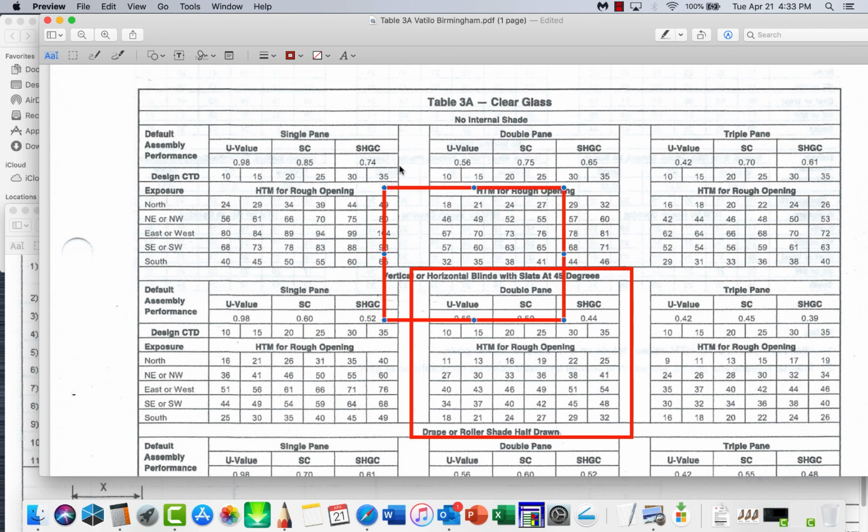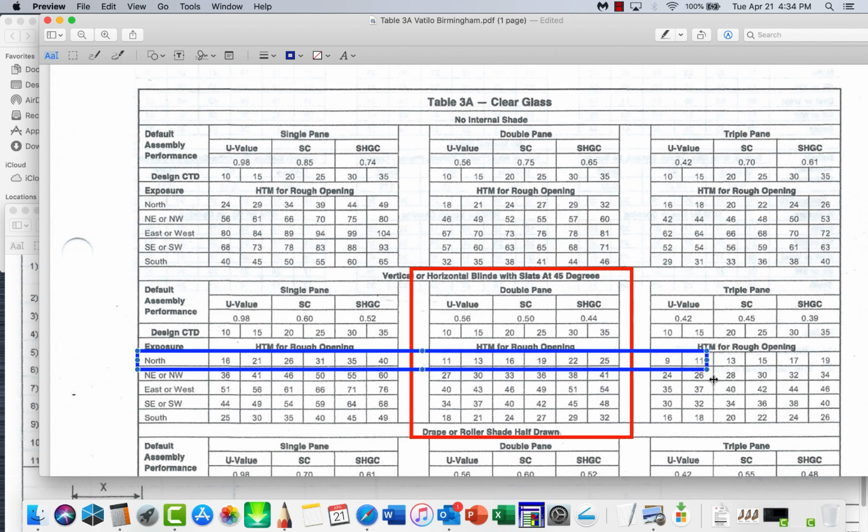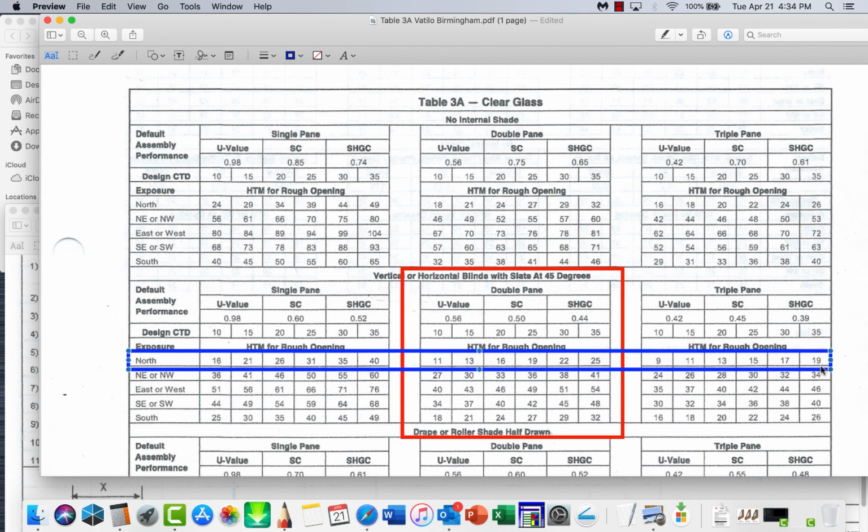I'm going to bring in a new box, and I'm going to make this one blue so we can see it. Now, over here on the left-hand side, I'm going to make this a little skinnier so we can bring it down. You got north, northeast, east-west, southeast, southwest. So our window is a north window, so we want to use this one right here. That means it's running straight through all the way across through here. Okay? Now we know we're using this box.